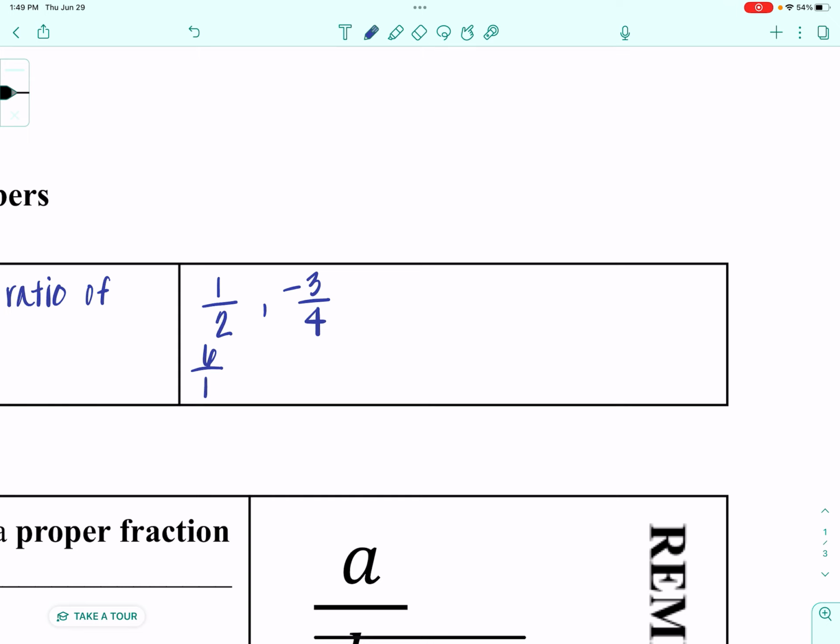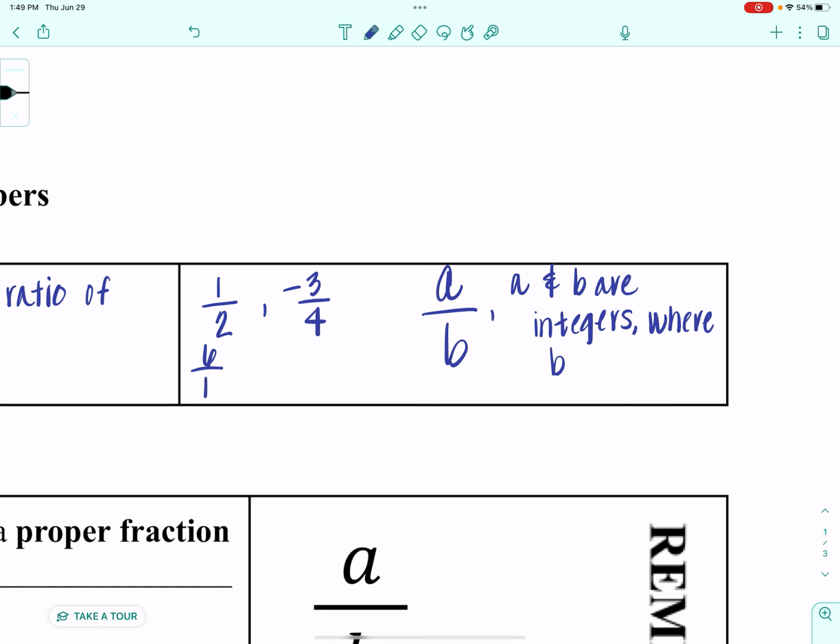As a general form, we say that a rational number is a ratio of any two integers. So we can say A and B are integers where B cannot equal 0. When B is 0, that means we have a number divided by 0 and we don't go there.